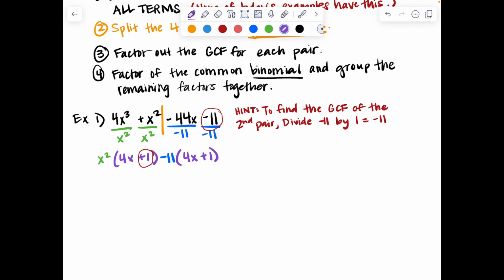plus 1. So in this step, this is very important. These binomials should match. And if they don't, you need to go back and check your work.